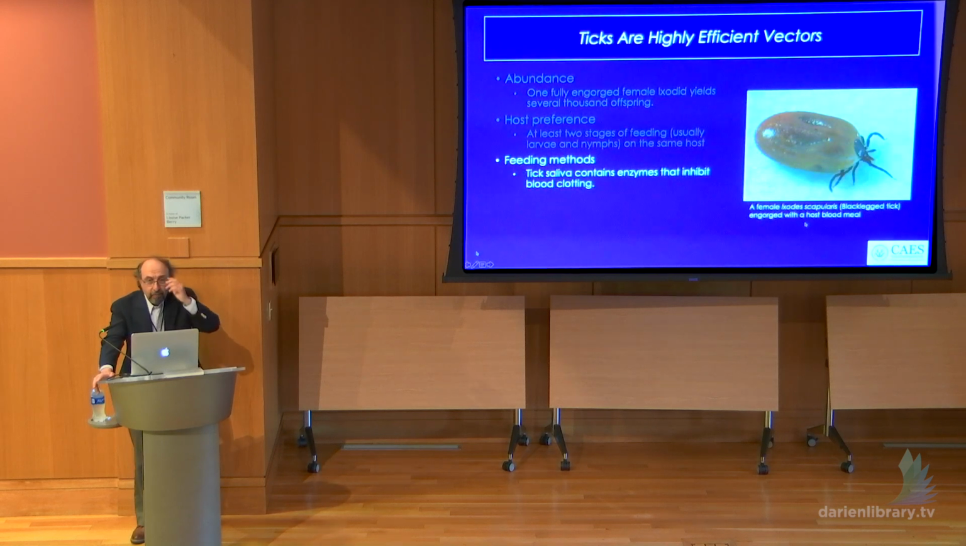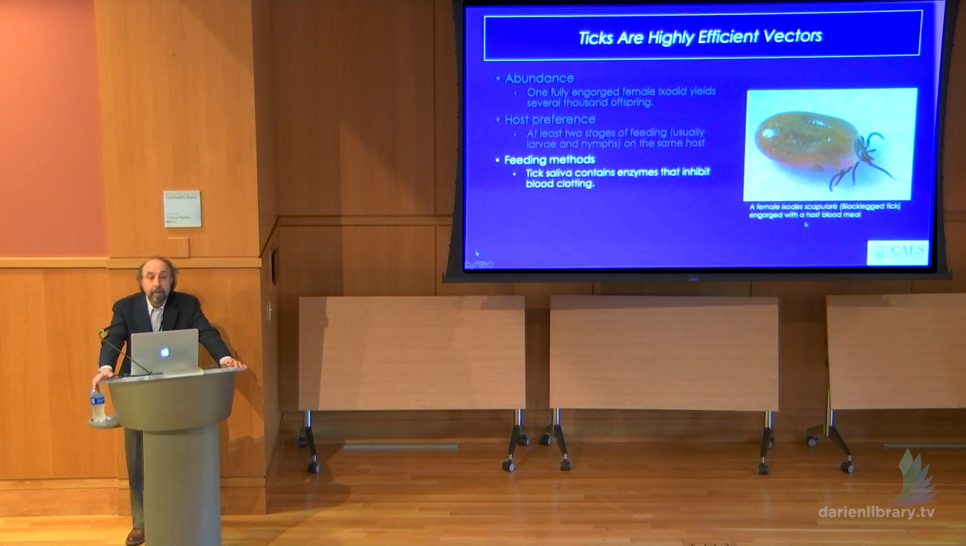It's interesting to let you know that tick saliva has over 400 different proteins. Each one of these proteins has its own enzymatic activity. For instance, one of them is vasodilation. It refers to preventing blood clotting.